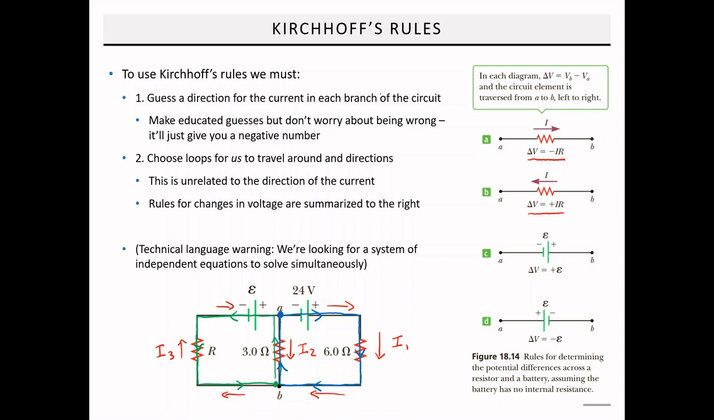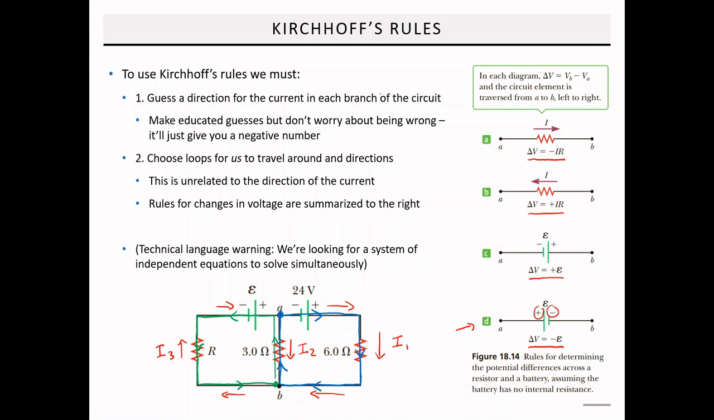And then batteries are easy. In example C, as you walk to the right, you're walking from the negative to the positive terminal. In that case, you want the change in voltage to be positive, so you use a plus sign. And then finally, in example D, you walk to the right and you walk from the positive to the negative terminal. So then you want the change in voltage to be negative, and you use a minus sign in the loop rule equation.